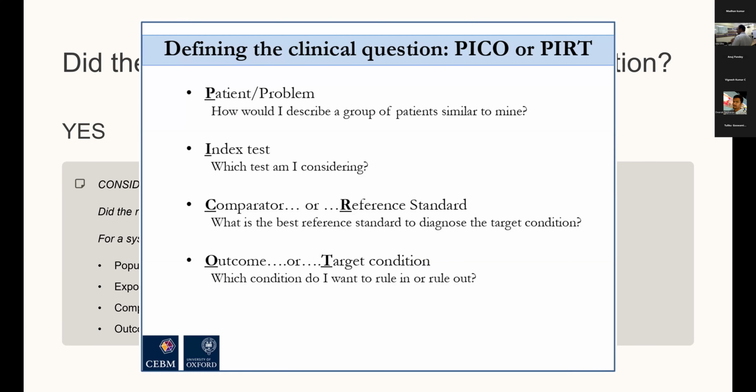We still define the patient or the problem as P, but the I becomes the index test, the test that we're looking at, the new test. The comparator or the reference standard is the current gold standard test. And of course, the O or the target. So it becomes PIRT or PIRO, based on what we're looking at.